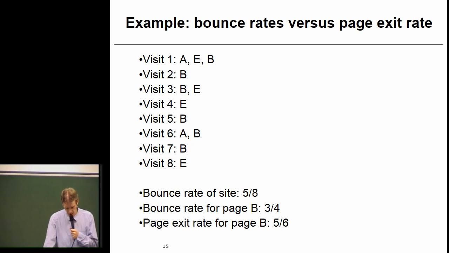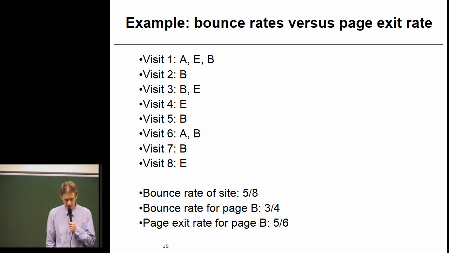I can also look at the bounce rate for a particular page, for page B. So now I'm going to look at the visits where page B was the first page. And this is visit 2, visit 3, visit 5, and visit 7. And how many times did the user leave immediately afterwards? So 3 times, 3 out of the 4 times.